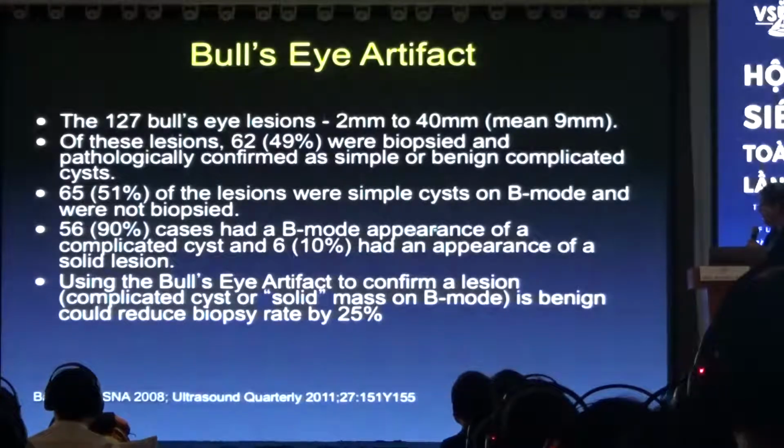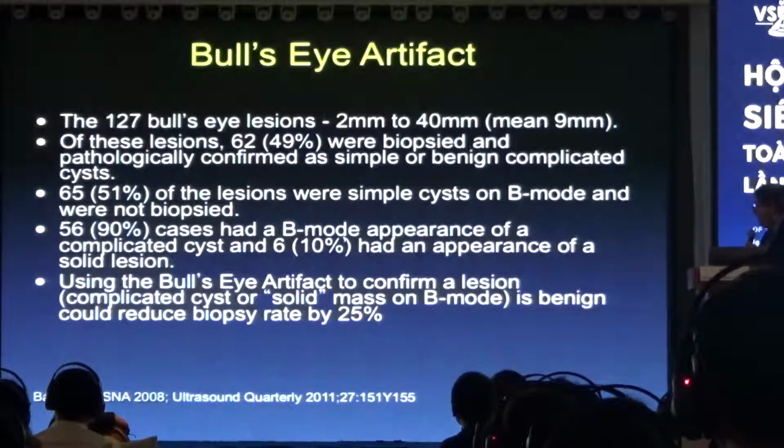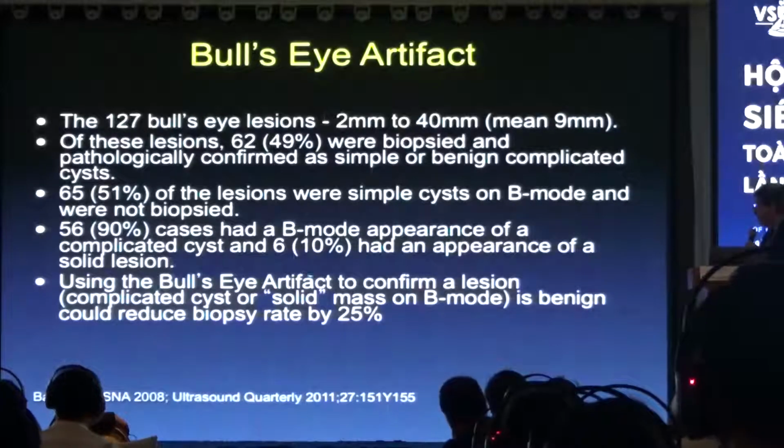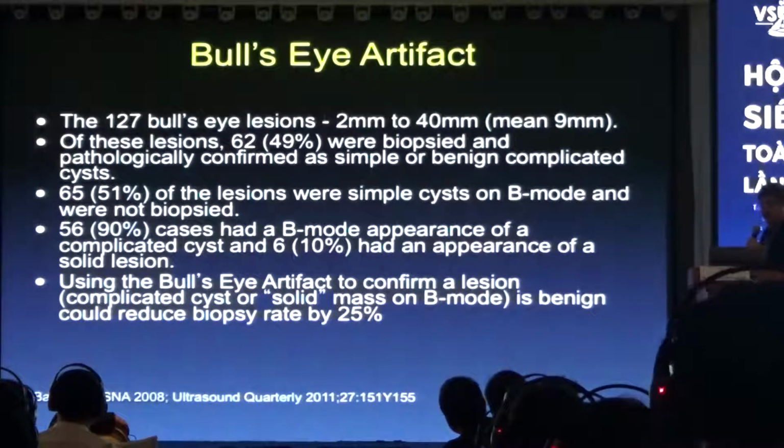90% of the cases had a B-mode image appearance of a complicated cyst. And actually 6 of these we thought were solid. And using that bullseye artifact, all of these turned out to be benign cysts. So using this bullseye artifact to confirm a lesion as a complicated cyst, even if it appears as a solid mass on B mode, we could have reduced our biopsy rate by 25%.